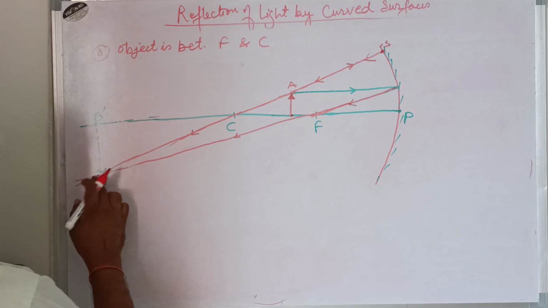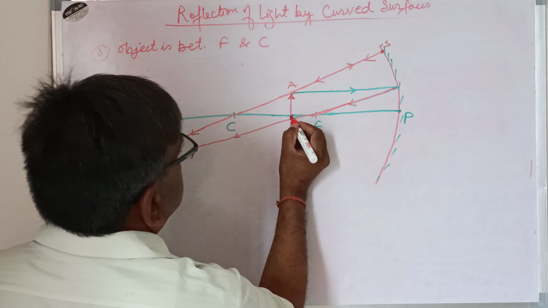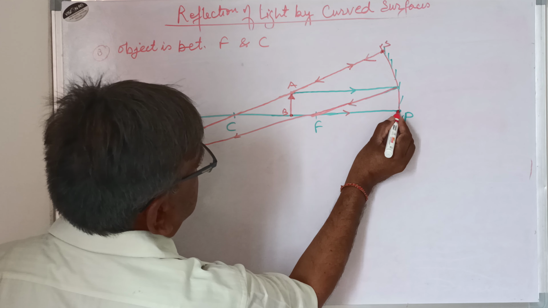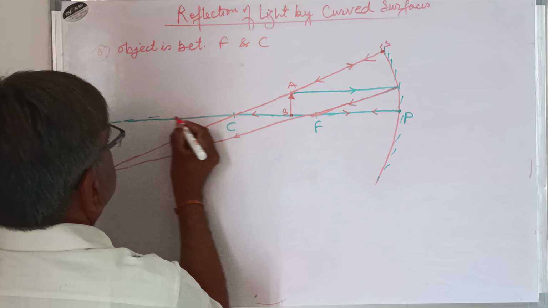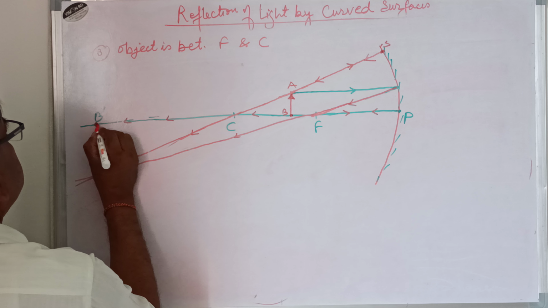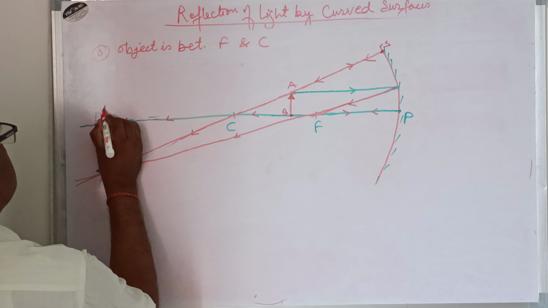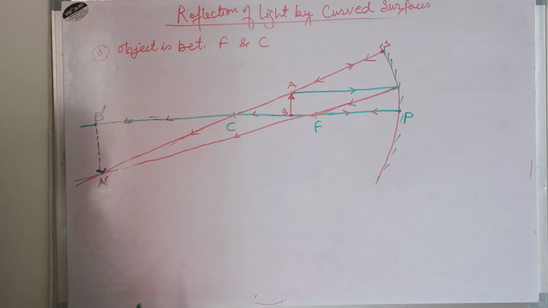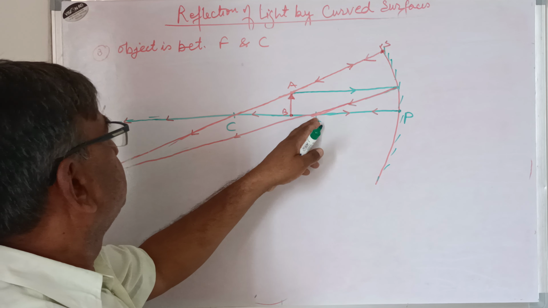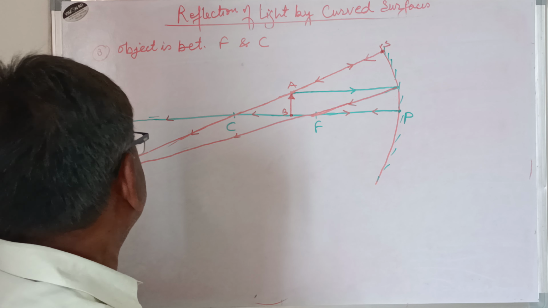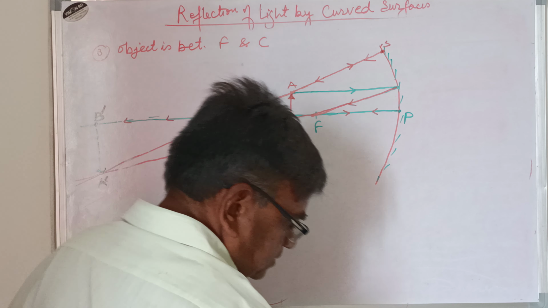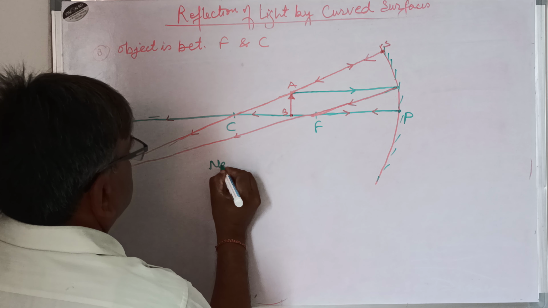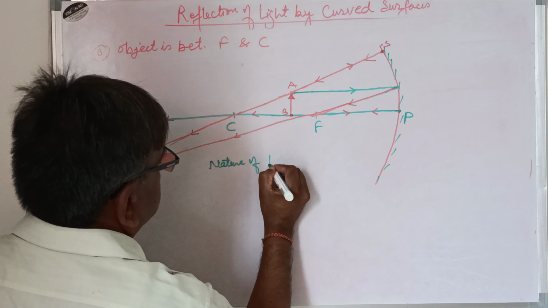The reflected ray will meet at this point in such a way: if you take one ray from the point B of the object, this goes, this is normal, so this will return back and this will come here. So B dash will be this point of the object. So A dash B dash will be the image when the object is between principal focus and center of curvature. So here the nature of image. In this case, nature of image.